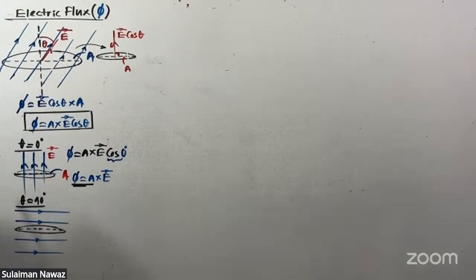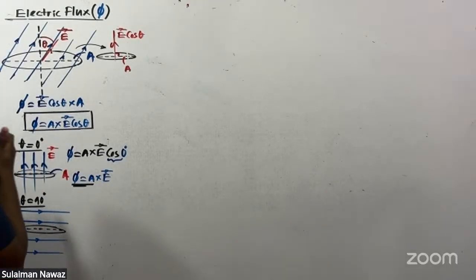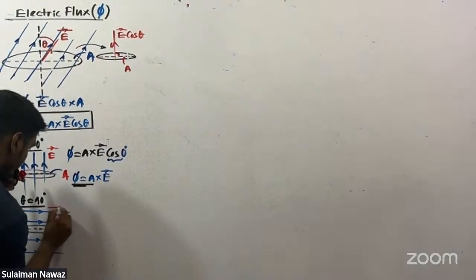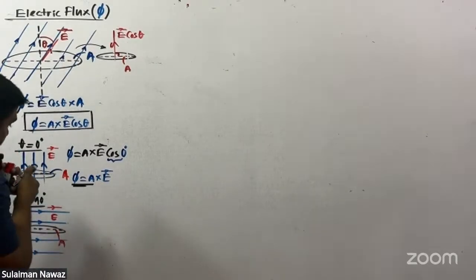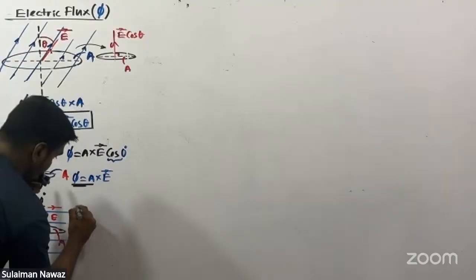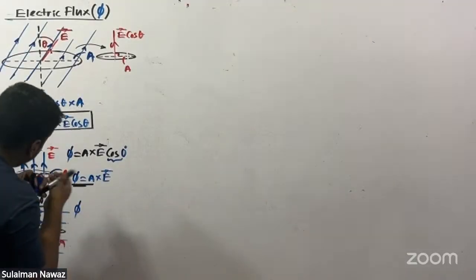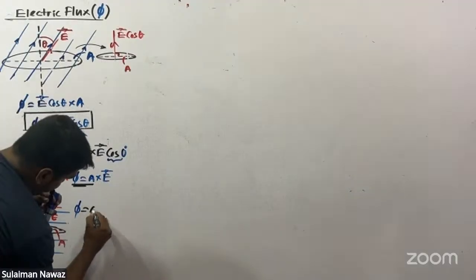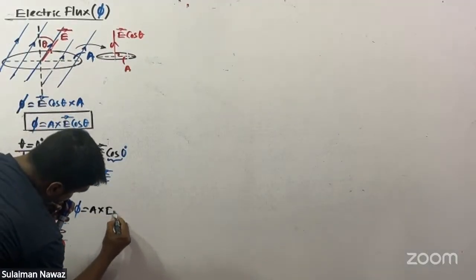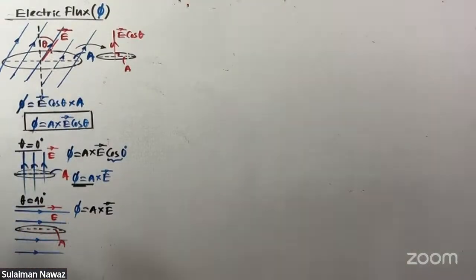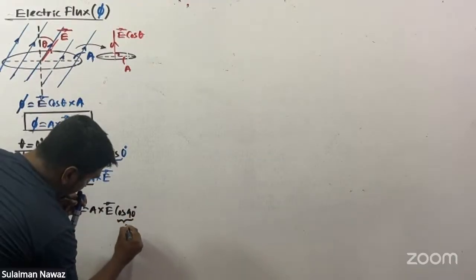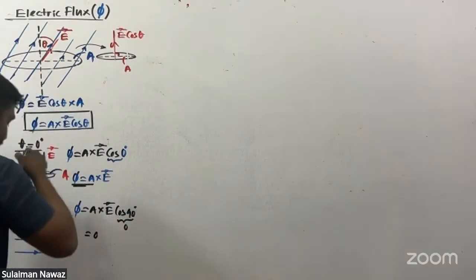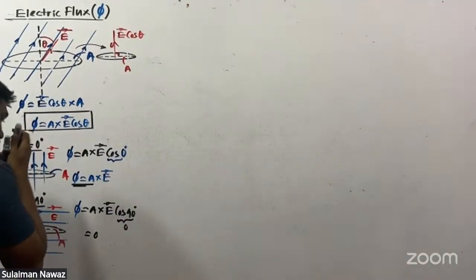We can't define it. When you substitute in this equation, the electric field intensity is capital E, the area is capital A, but none of the electric field lines are passing through the area. So electric flux equals A E cos theta, but the angle theta is 90. Cos 90, we all know, is 0. So therefore, remember, flux is 0.